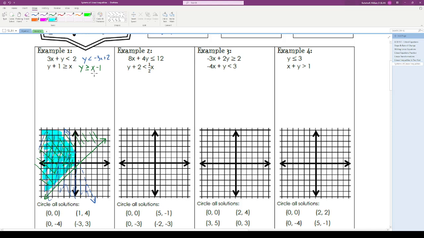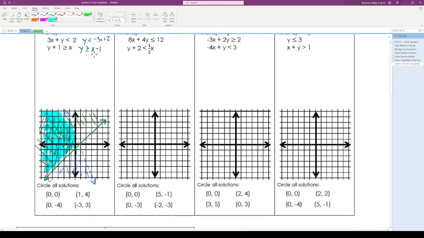And if we pick any point over here, so let's go down to our list of points. If we look at 0, 0, our origin right here is in the double shaded region, so that will be a solution. 1, 4 is up here. It's in the green shading, but it's not in the blue shading. So this is a solution to one of them, but not both of them.